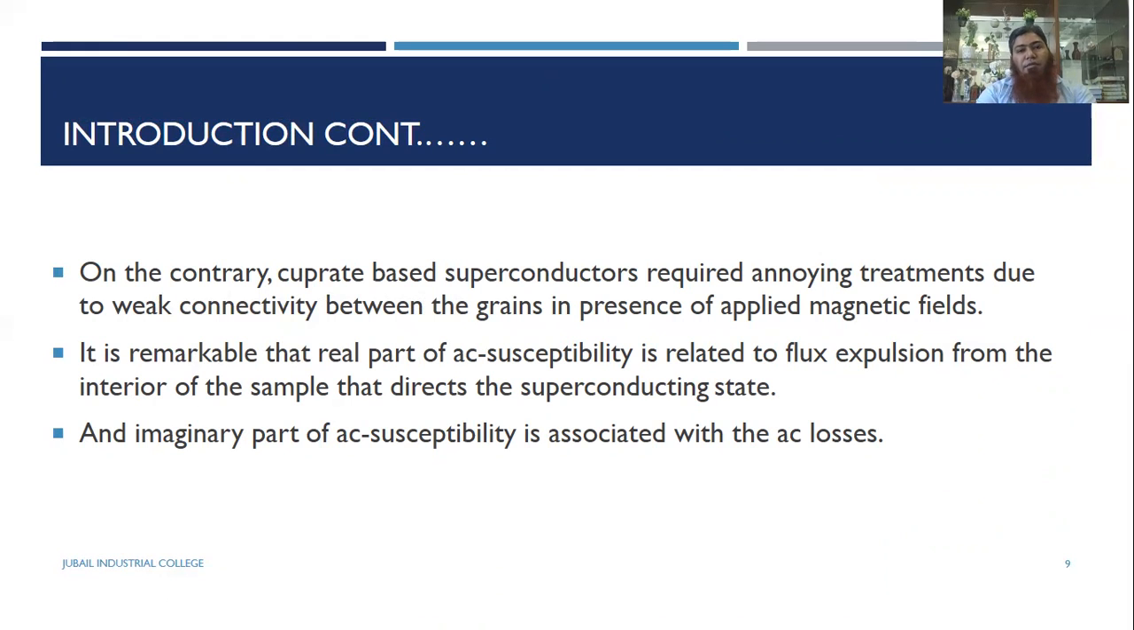On the other hand, the cuprate-based superconductor requires annealing treatment due to the weak connectivity between the grains in presence of an applied magnetic field. It is remarkable that the real part of the AC susceptibility is related to the flux expulsion from the interior of the sample, which indicates the superconducting state. The imaginary part of the AC susceptibility is associated with the AC losses.